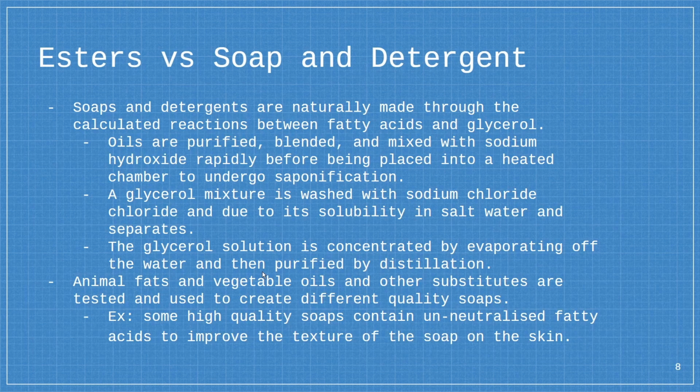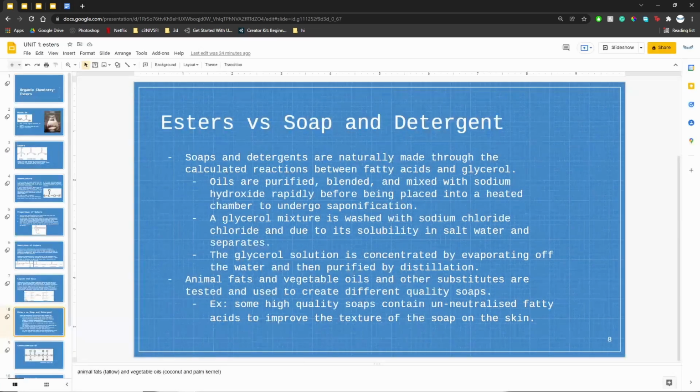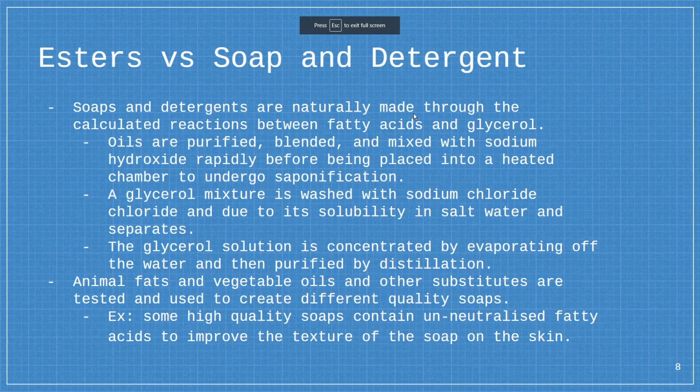And so with this, the main point is that animal fats and vegetable oils and other substitutes are being tested and used to create different quality soaps. And so, for example, some higher quality soaps contain unneutralized fatty acids to improve the texture of the soap in the skin. And so the main point here is to understand that there are different animal fats such as tallow and vegetable oils such as, I believe I have in the notes over here, such as coconut and palm kernel are being used to create soaps in different ways. And so it's important to understand that while we may go to the store and buy soaps, there's still so much more going on chemically that we don't know about and that scientists are still testing.